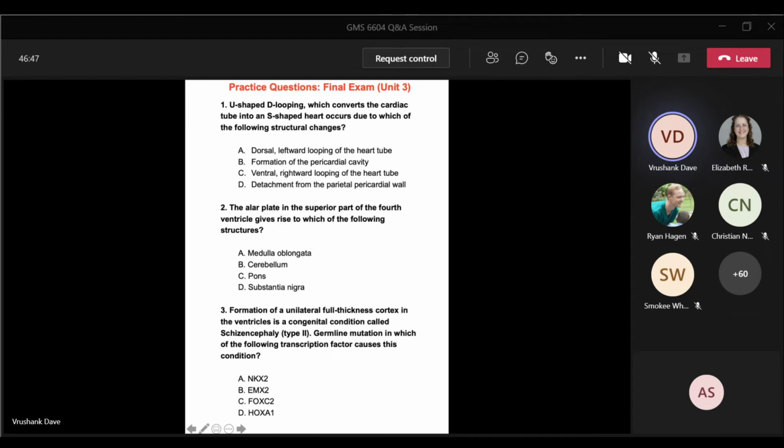Okay, number three. Formation of a unilateral full-thickness cortex in the ventricles is a congenital condition called schizencephaly type 2. Germline mutation in which of the following transcription factors causes this condition? So I'm going to ask you quite a bit of clinical and congenital defects. That's why the first two were more basic. This one is related to a congenital condition.